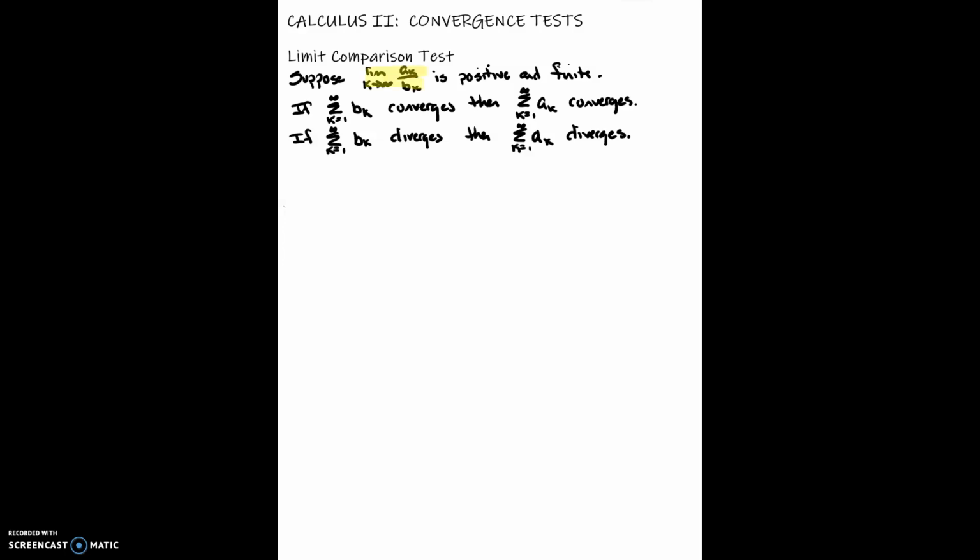Now we are going to be looking at a limit, specifically the limit of our given series, a sub k, over some b sub k's that we'll have to find. We want this limit to be both positive and finite. Now, if that's the case, once we find the b sub k's, if those converge, then the a sub k's also converge. But if the b sub k's diverge, then the a sub k's will also diverge. Let's take a look at an example or two.